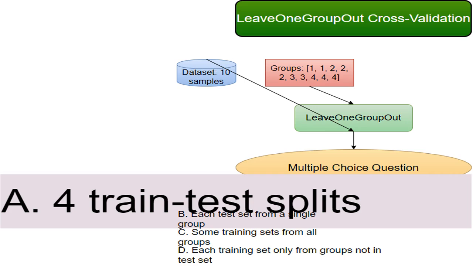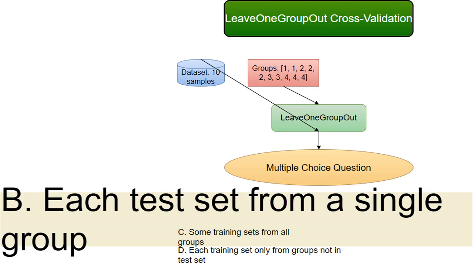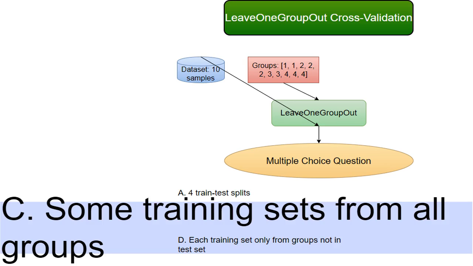I predict that because I have 4 unique groups, I will have 4 separate train test splits. One split for each group being left out as a test set. I predict that because of the way LOGO works, each test set will only contain samples from a single group. That's the definition of it, after all. I expect that some of my training sets will contain samples from all the groups. This happens because LOGO leaves only one group out during a split. The rest are in the training set.